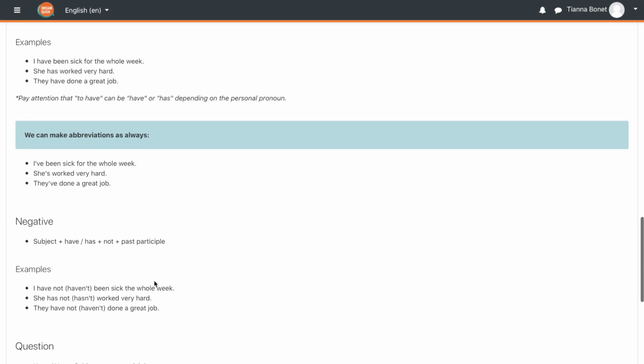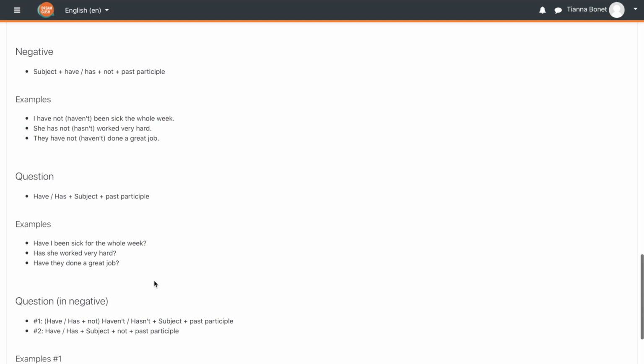Now let's look at the negative sentences. To build a negative sentence, we need the subject plus have or has, then not, and then the past participle. Some examples, I have not or haven't been sick the whole week. She has not or hasn't worked very hard. They have not or haven't done a great job.